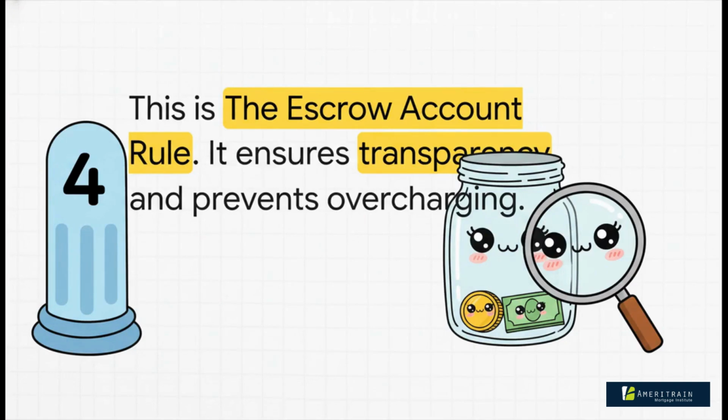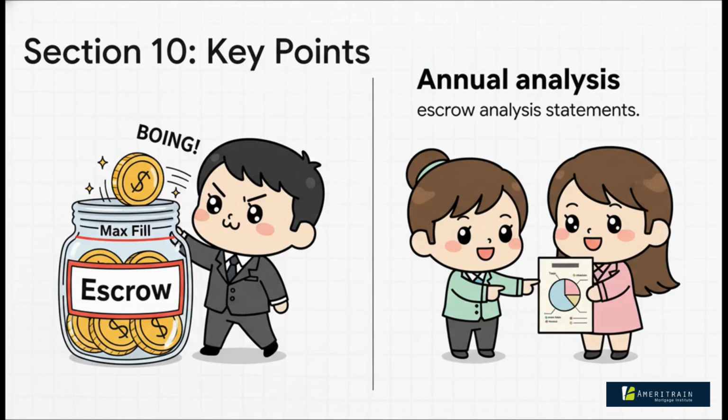And that brings us to our final pillar, number 4, Section 10, the escrow account rule. This one is all about how lenders handle the money that's held in escrow, for things like property taxes and homeowners insurance. So Section 10 really does 2 main things. First, it puts a limit on the amount of cushion or extra money a lender can make a borrower keep in their escrow account. And second, it demands transparency. Lenders have to send out both an initial and an annual escrow analysis so the borrower always knows exactly where their money is going.